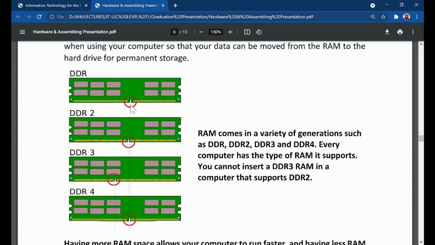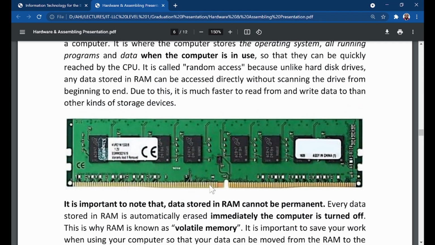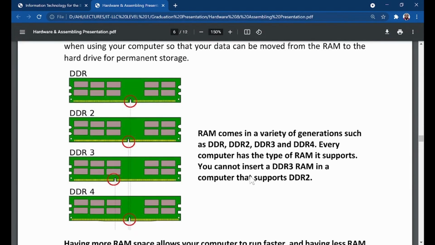One of them is by studying the notches. Every RAM has a hole in the middle somewhere. Did you get me? The hole here is called a notch. And this notch, the position of the notch, determines the type of RAM DDR version it is. Because for each one of them, they have changed the position of the notch in a way that even if you want to force it into the RAM slot, it's not going to work.